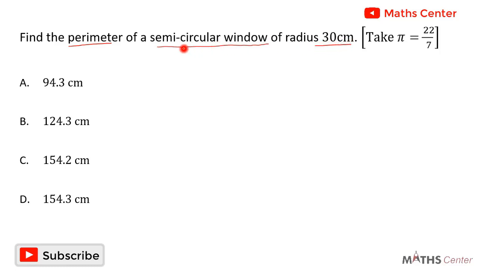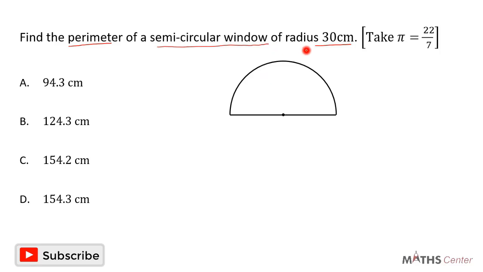The window is semicircular, which means that it is in the form of a semicircle. So it looks like this. The question says that the radius is 30 centimeters. That means that the distance from the center to this point is 30 centimeters, and the distance from the center to this point is also 30 centimeters. So the distance from this point to this point, which will be the diameter, will be 30 centimeters plus 30 centimeters, which is 60 centimeters.